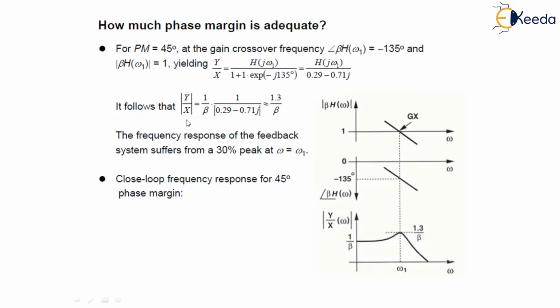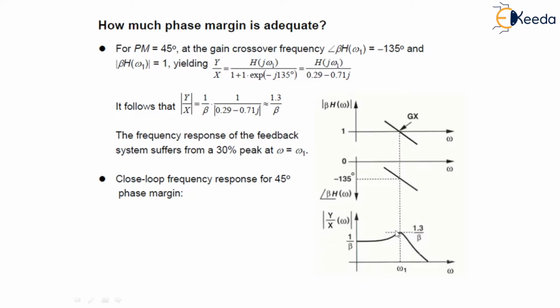So it follows that when we solve the above equation, the magnitude of y by x will become 1.3 upon beta. So the frequency response of the feedback system suffers from a 30% peak at W equals W1. So it can be shown that at the gain crossover frequency the phase angle is minus 135 degrees, as we have taken the phase margin to be equal to 45 degrees.